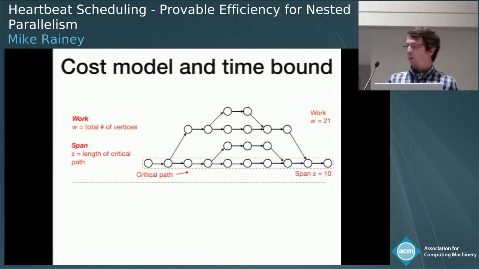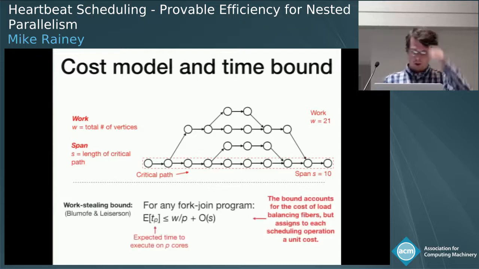Now I'm going to talk about the formal bounds that we proved for heartbeat scheduling. To prove the bounds, we used the work span cost model for fork join. In the model, the work corresponds to the total number of computational steps, and the span to the length of the critical path through the computation graph.